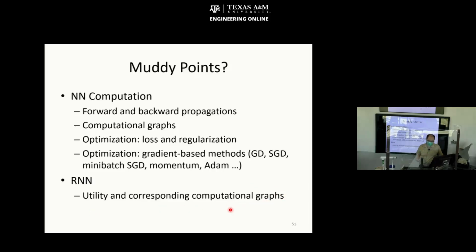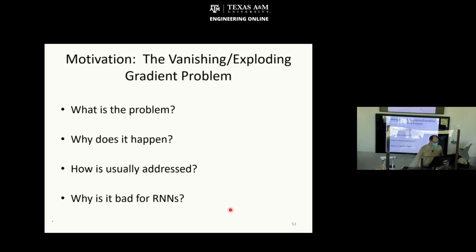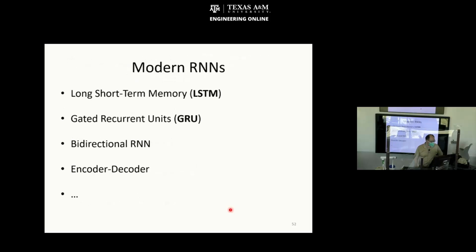And we also did a little bit of backward propagation to see where the vanishing gradient or exploding gradient problems might come from. So we talked about what the problem is, why it happens, how it is usually addressed, and why it is bad for RNNs. So I think then we should start talking about some modern RNNs, especially LSTM and GRUs, that are essentially solving that problem to some extent, okay?